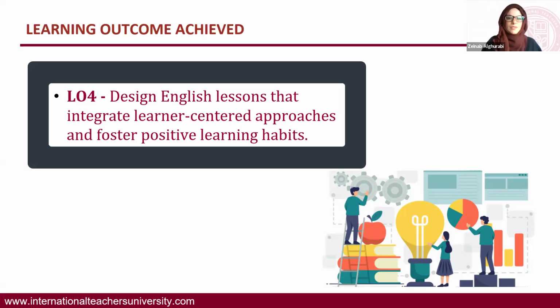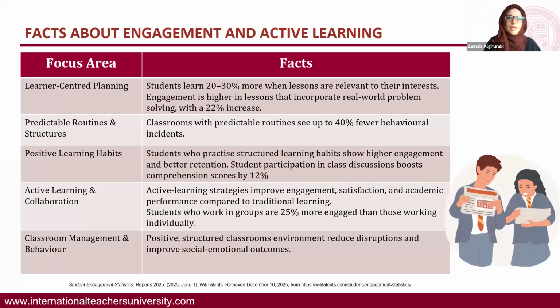learning habits. I'm going to share some facts about engagement and active learning. Learner-centered planning is proven, as studies have shown that students learn 20 to 30% more when lessons are close to their interests, their abilities, and when it's suitable to their ages. Now, engagement is higher in lessons that have real-world problems and problem solving, with studies showing engagement rates are higher by 22%.